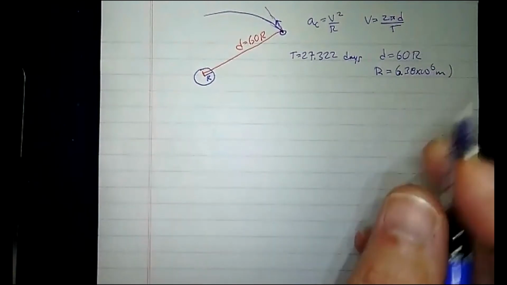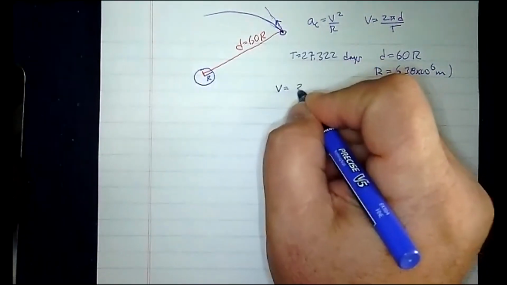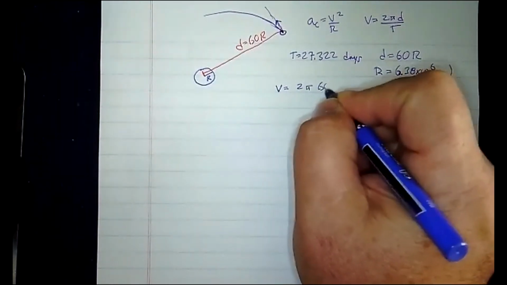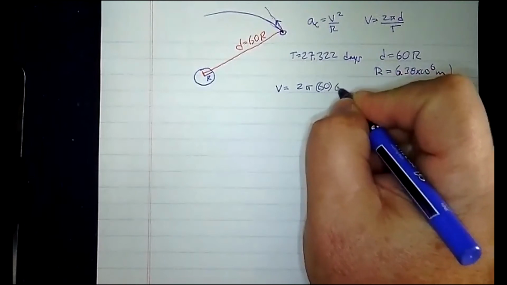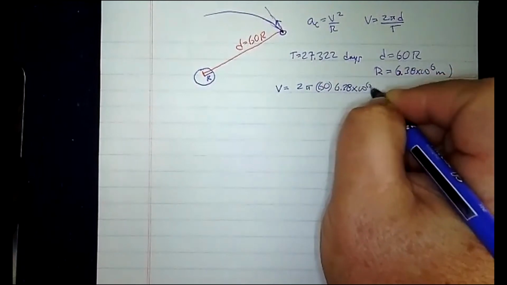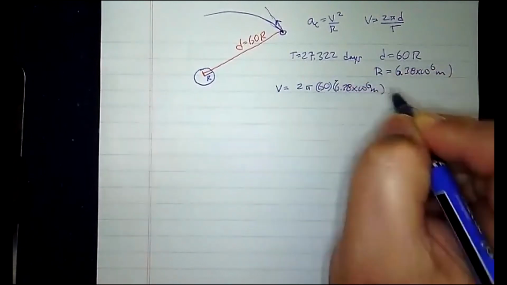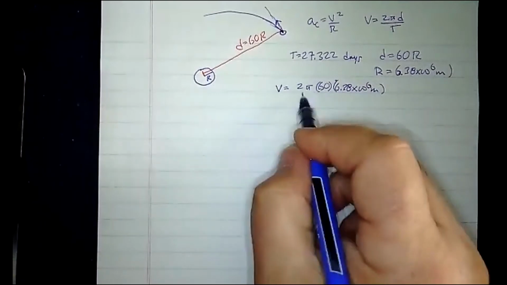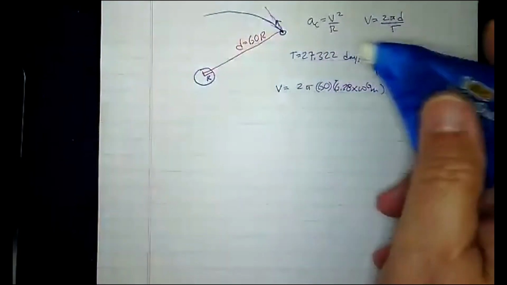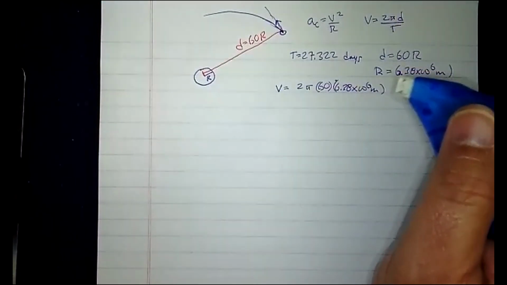So we should now be able to calculate the velocity of the moon. The velocity of the moon would be equal to 2 pi times 60 times 6.38 times 10 to the 6 meters, because that's the d. Whoa, wrong one. Sorry about that. It's 2 pi times the distance. Yeah, I did that. Okay.